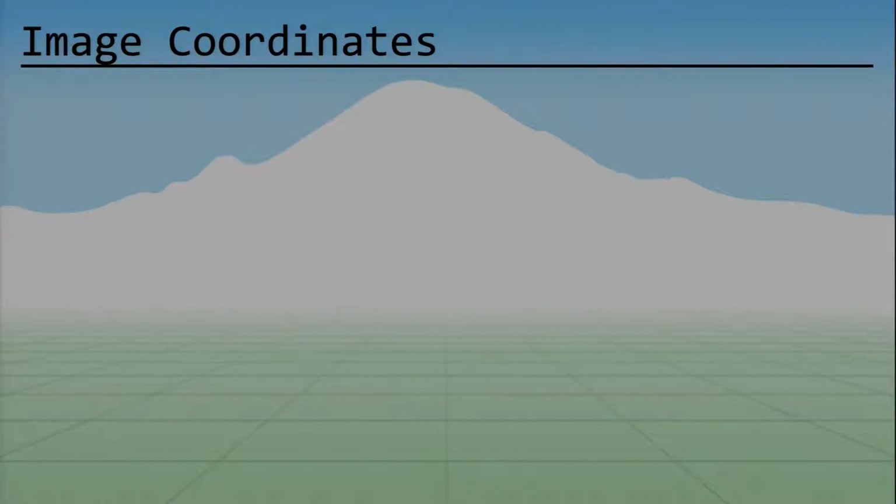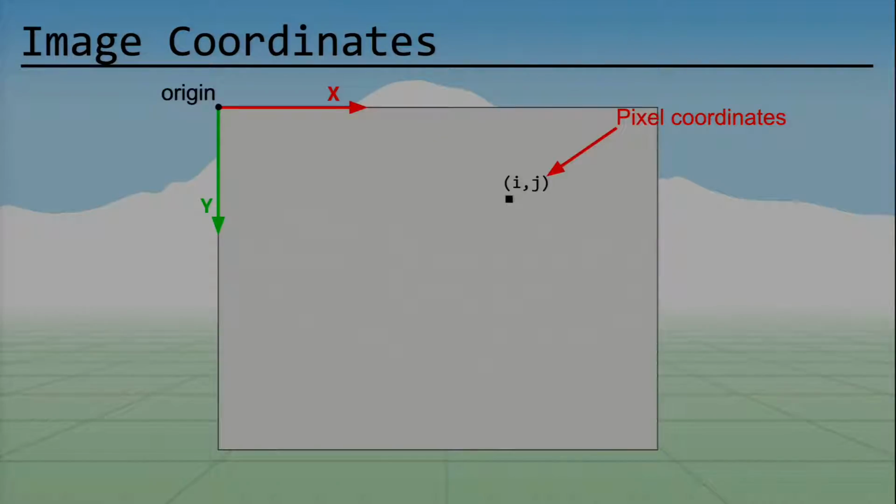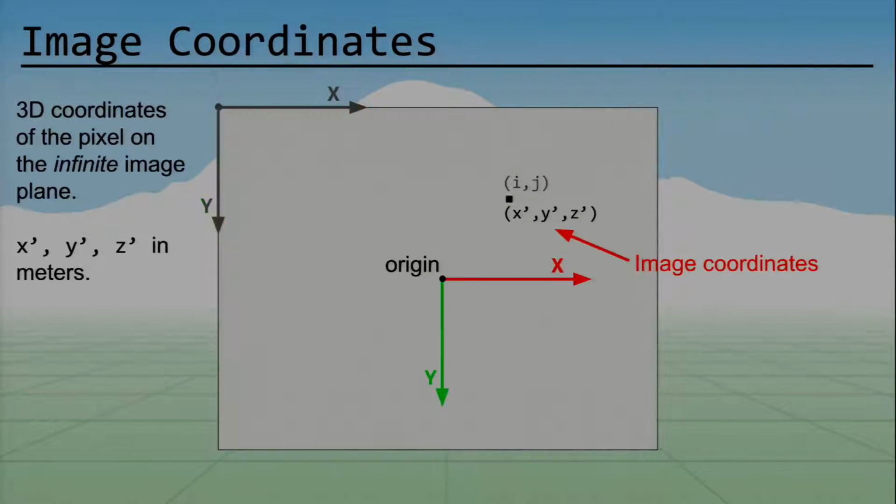So we're going to talk about image coordinates. Up until this point, I've been talking about things in terms of pixel coordinates. And if you recall, in our images, the origin of our image is always the upper left, and we go to the right for x and down for y. So the pixel coordinates here, i and j, specify some pixel in our image. I'm going to define another type of coordinate that also describes i and j. And this is going to be called image coordinates.